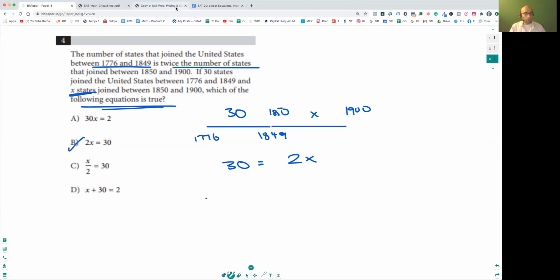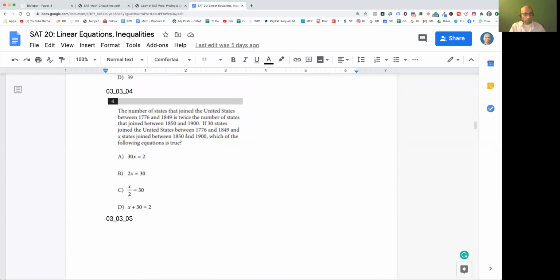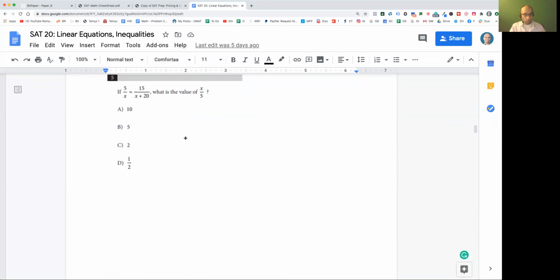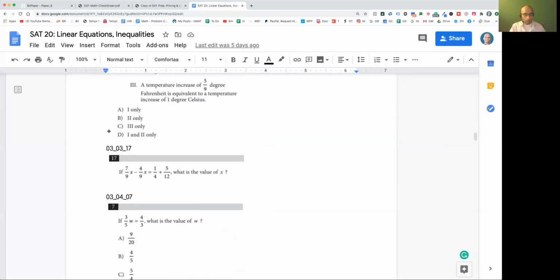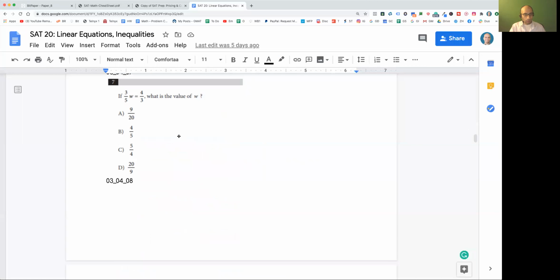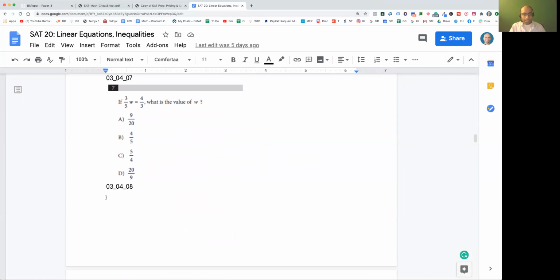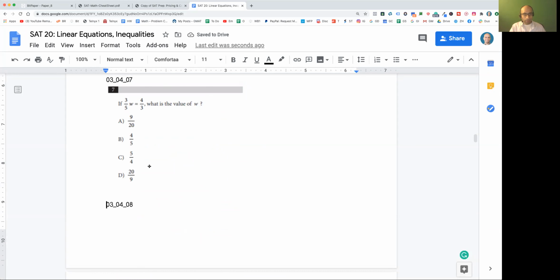Let's move on to the next one. I think these are all super easy for you. Remember, we solved this one earlier. Now this one is so easy, but many of you mess it up. So really quickly, let's see how many of you get this one. Question number 7: all you got to do is multiply by the reciprocal.